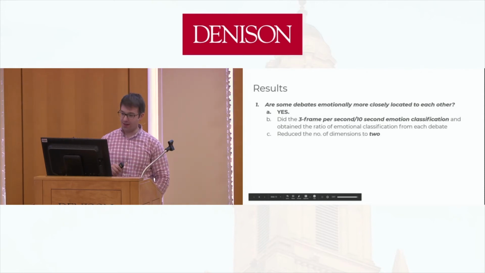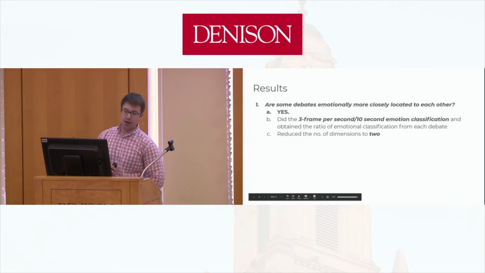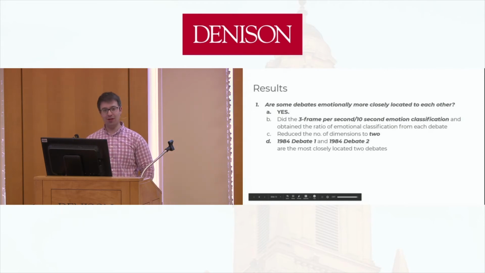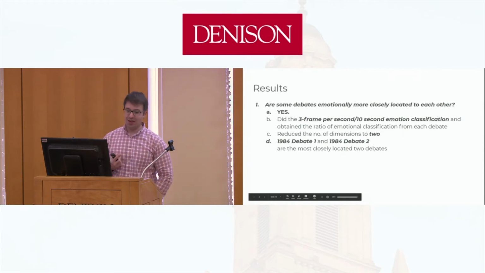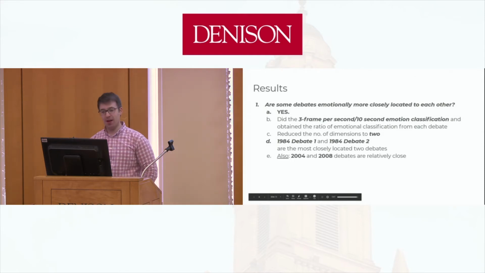I did some frames per second, image-based classification, 10 second emotion classification based on audio and text, reduced the number of dimensions to 2, and did some clustering and looked at the distances between debates in a physical space. It turns out 84 debate 1 and 84 debate 2 are the most closely located 2 debates, but that is hardly surprising because it's the same people talking in the debate.